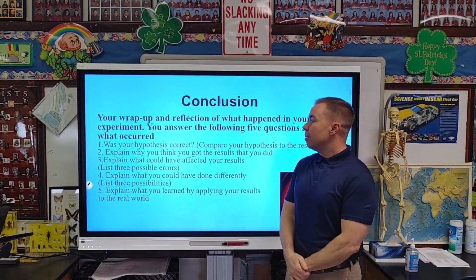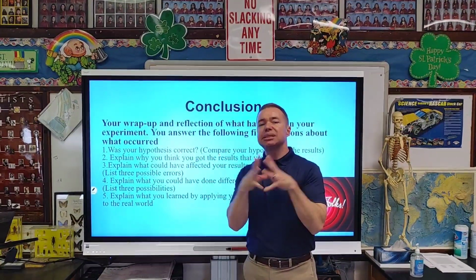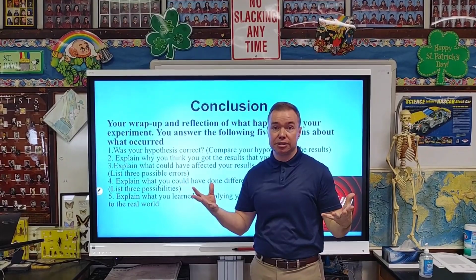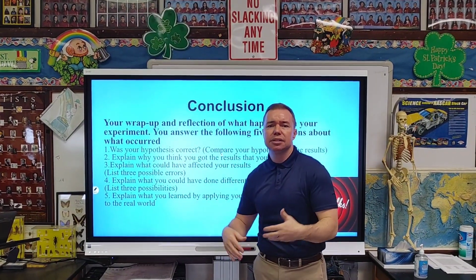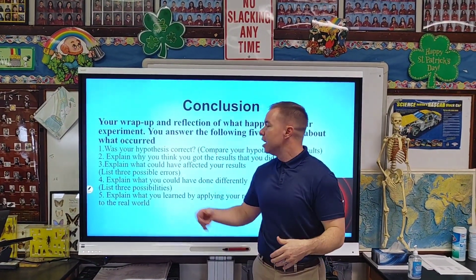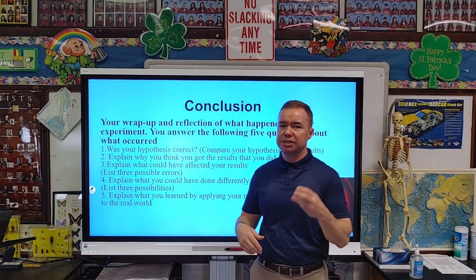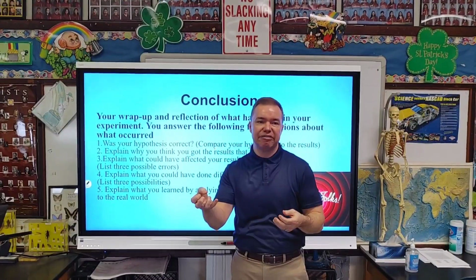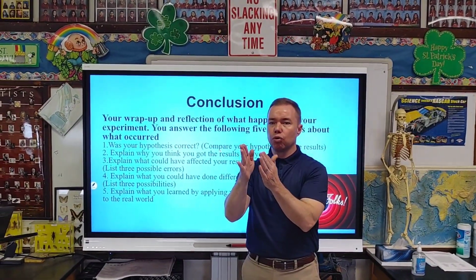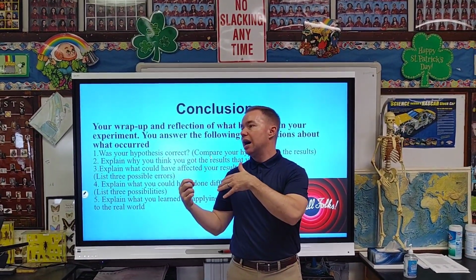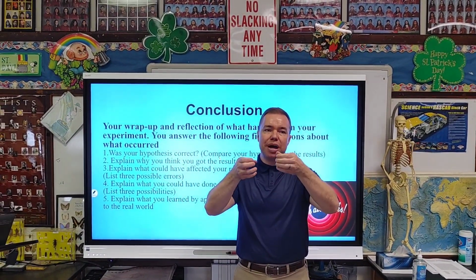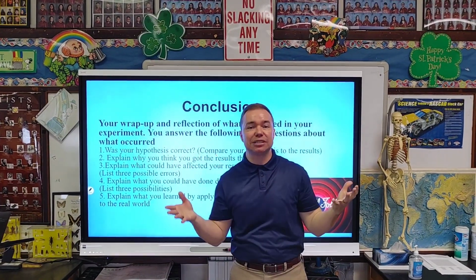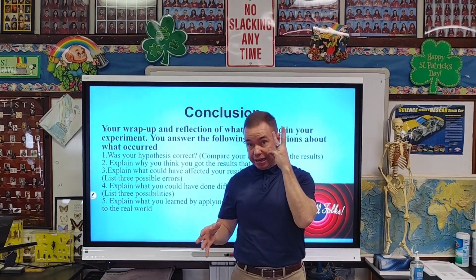Number 3, possible errors. The most careful scientists in the world have mistakes happen during the experiment. Sometimes they're blatant, sometimes you have to think about it. So you're going to list 3 possible errors that could have happened. If you were timing something, maybe you didn't hit the timer fast enough. Or maybe your ruler wasn't straight. Or maybe you weren't careful when you measured out each cup of water. Or maybe you looked at your plants at a different time. Whatever it was, 3.